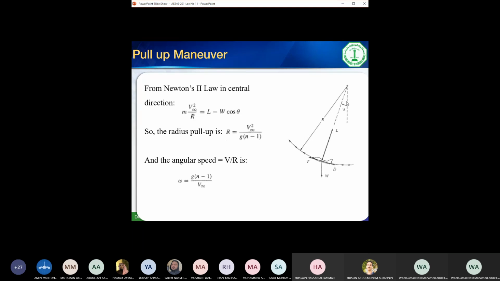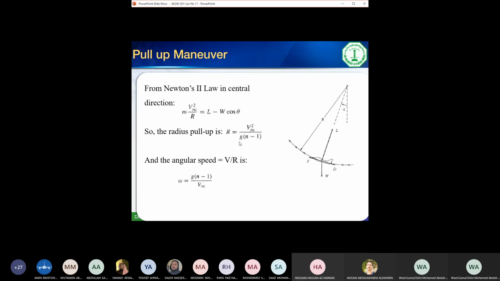At any angle theta, if I write the equation of motion, or Newton's second law, along the central direction as we did before, it will be m v squared over r. That means mass times acceleration is equal to the forces. The forces now are not only the component of the lift, it's the lift minus the weight times cosine of the angle. Lift minus weight cosine angle.